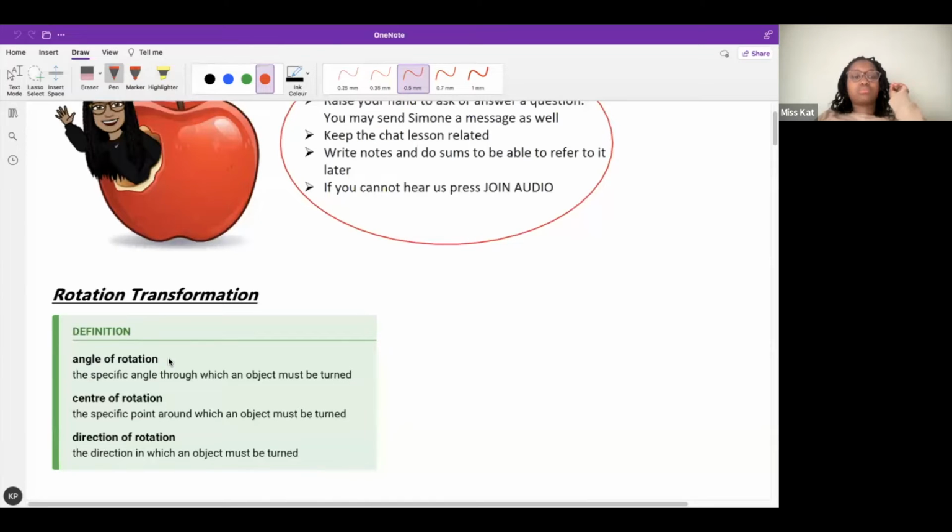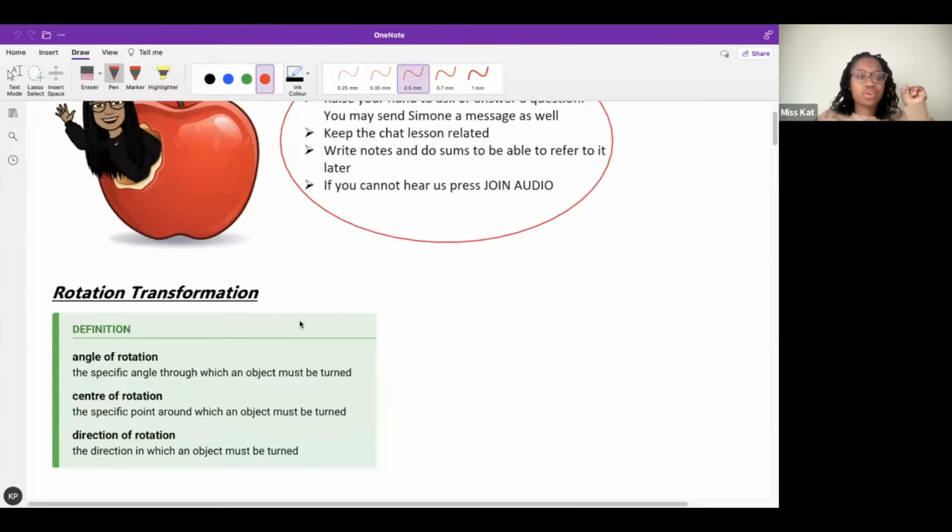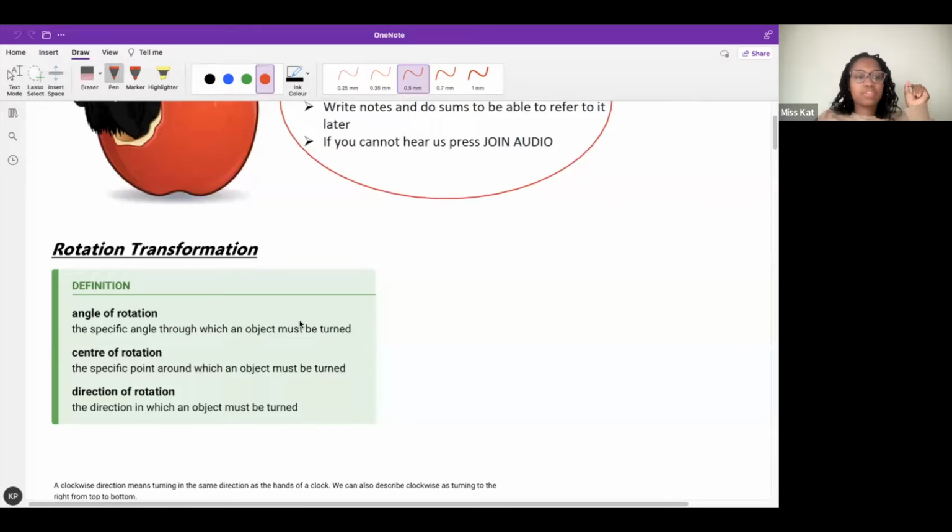We have done reflections. And today we're doing rotations. After this, we'll be left with one more of transformations, which are enlargements and reductions. So we're on the third one of the transformation chapter.